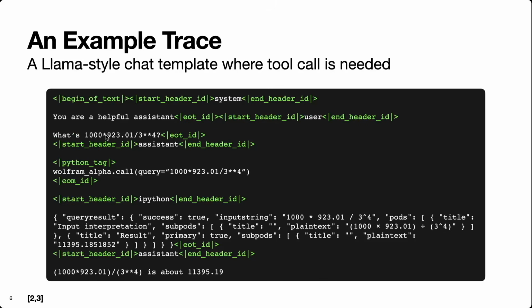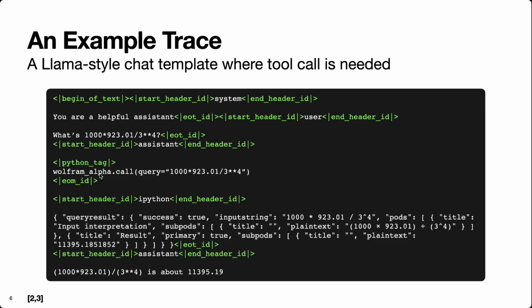What's 1000 times 923.1 divided by 3 to the power 4? Then we have another end token, and now it's the assistant's turn to talk. But instead of responding, the assistant is generating a function call. And so in the case of Llama, this is what function calls look like. It'll start with a Python tag and then function calls will look like Python code, like a module dot whatever method you're trying to call.